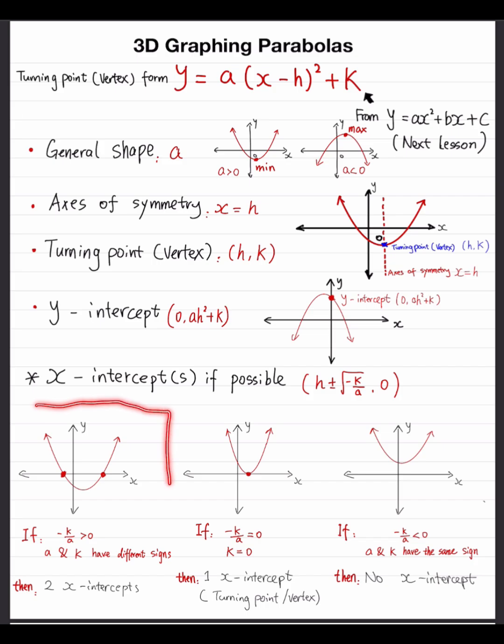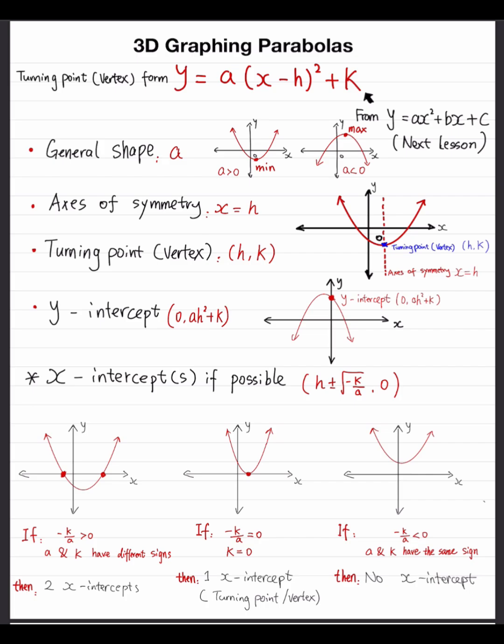Now let's discuss the three cases, one by one. If negative k over a, inside the radical, is greater than 0, or positive, then because we have a negative in front, in order to make the expression greater than 0, a and k must have different signs. If a is positive, k must be negative. If a is negative, k must be positive. So that we will have two distinct x-intercepts for your graph.